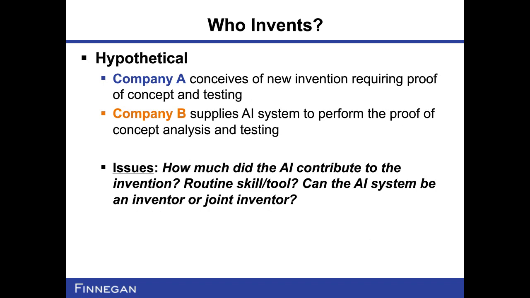And so we have a hypothetical that demonstrates these issues and principles. So if you have company A that conceives of a new invention requiring proof of concept and testing, and then you have company B that supplies an AI system to perform proof of concept and testing, who's the inventor here? And so the issue is whether the AI system can be considered an inventor in this scenario. Well, that will largely depend on how much the AI actually contributed to the invention. If company A was mostly responsible for identifying the problem and developing a plan to solve that problem, then company A's use of the AI system is no different than using the AI as a mere tool, similar to using a computer to do calculations in that part of the inventive process.